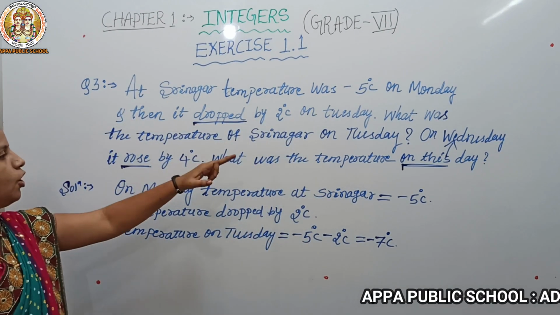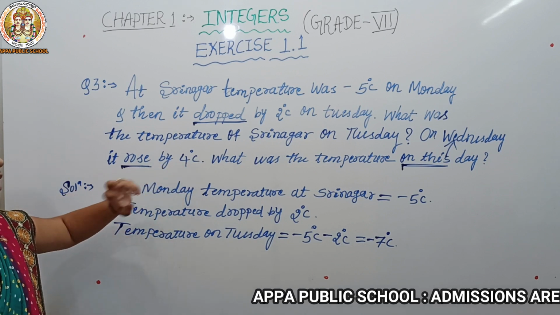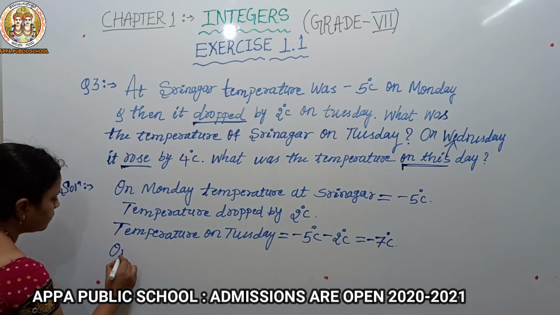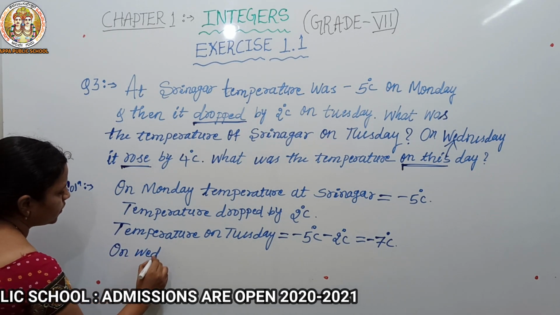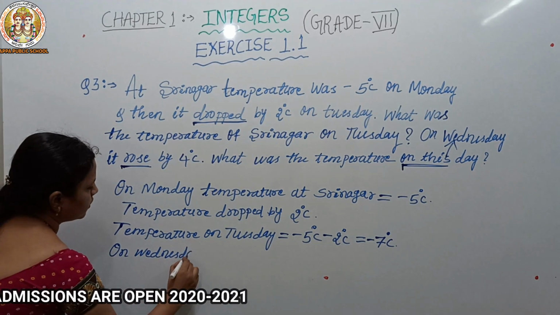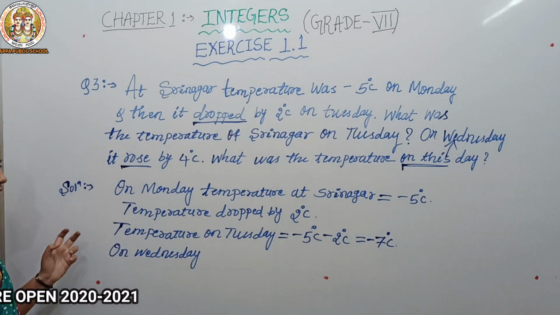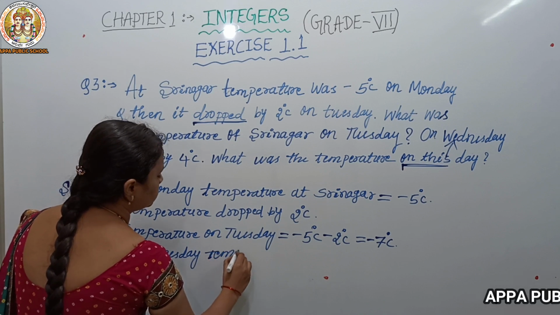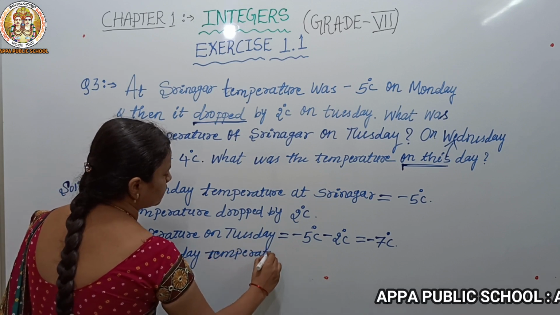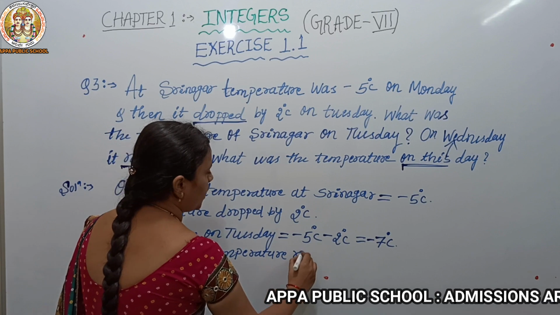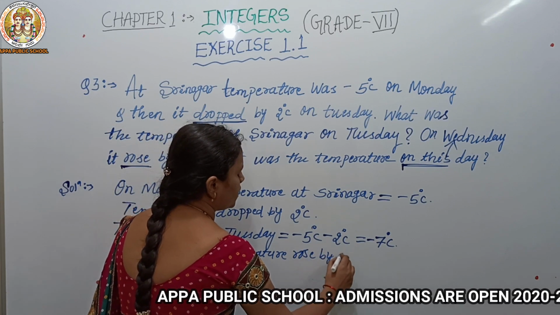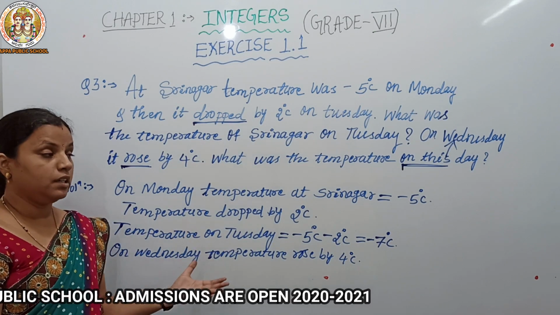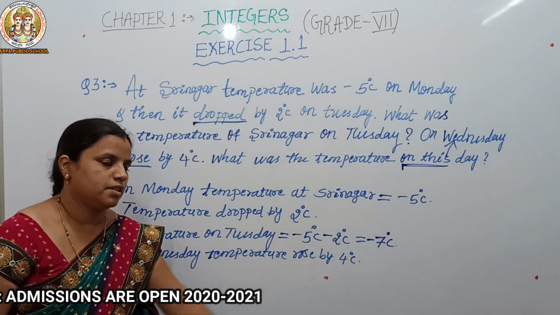Next, on Wednesday the temperature rose by 4 degrees Celsius. So on Wednesday it rose, meaning the temperature rose by 4 degrees Celsius. Rose means we have to increase, or else we have to do the plus here.